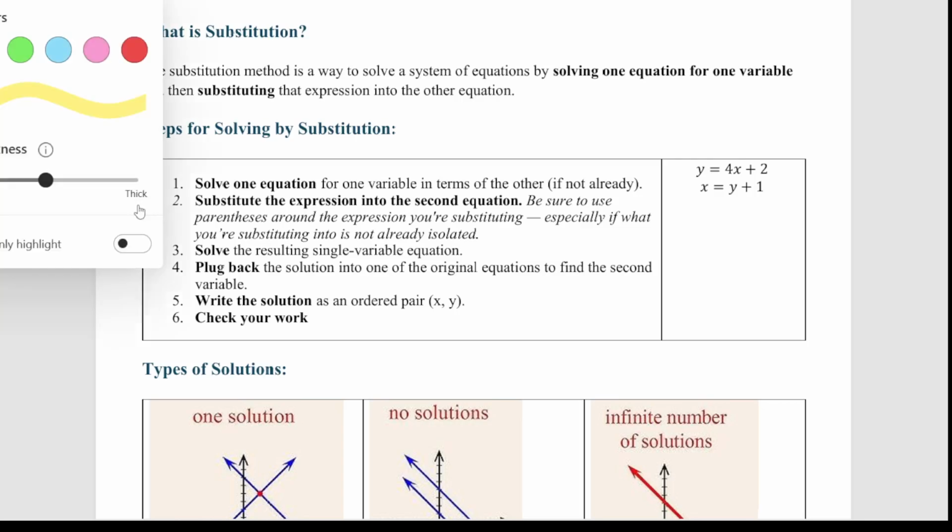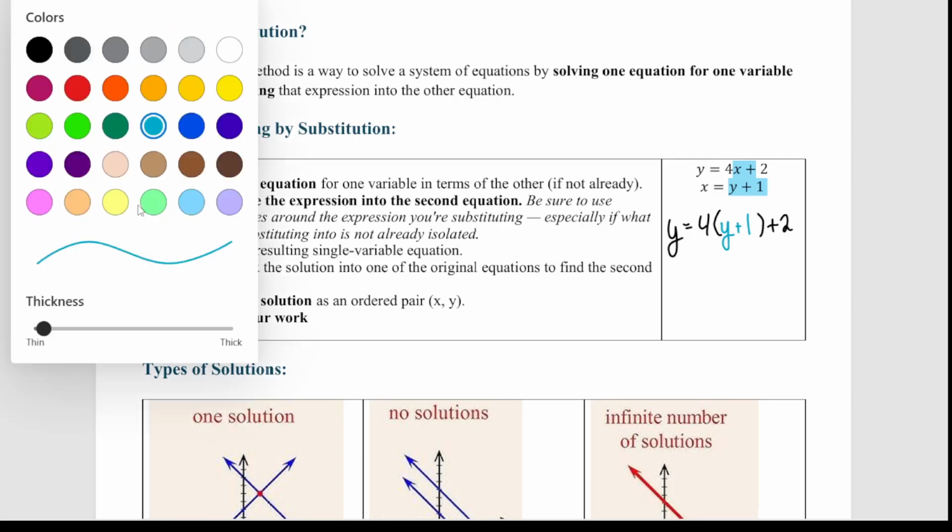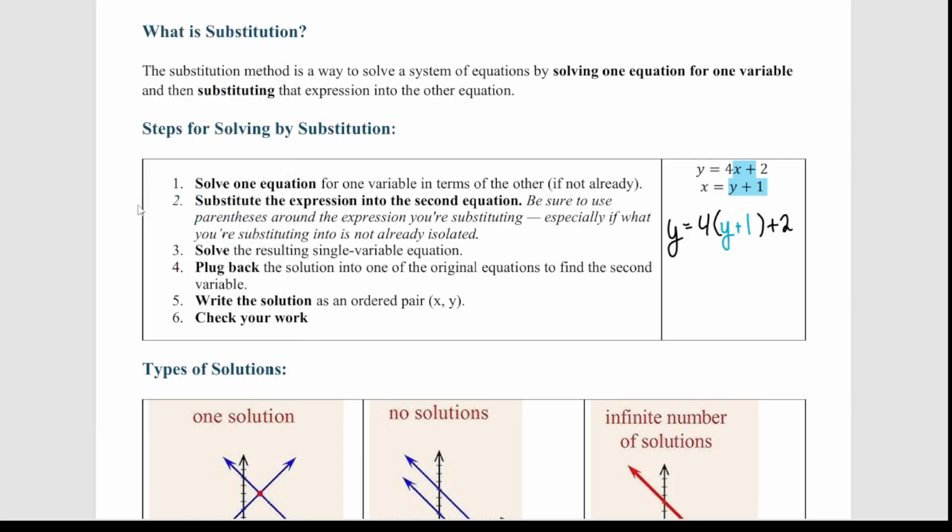So in particular in this equation, I know that if x is equal to y plus 1, everywhere I see an x, I can replace that with y plus 1 in parentheses. So let's go ahead and look at an example of that. I can rewrite that first equation as y is equal to 4, leave some parentheses, plus 2. And instead of writing x, I'm going to write what x is equal to in the other equation, which is y plus 1.